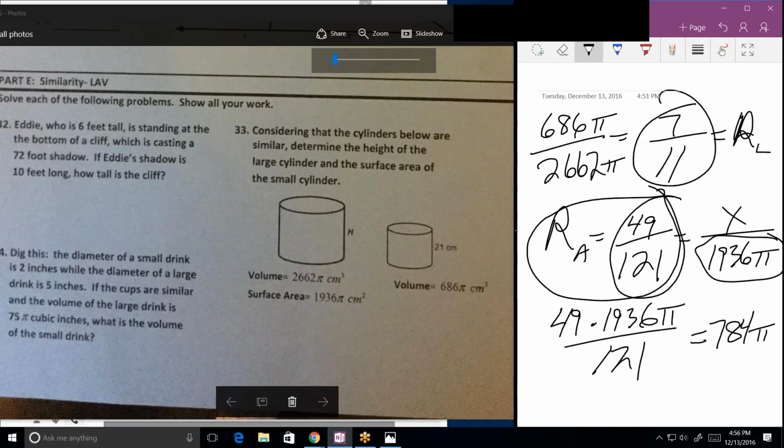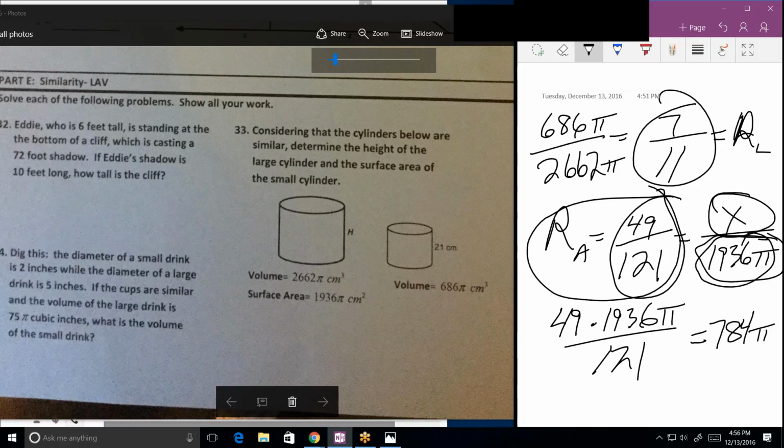The volume ratio we got is 686 to 2662. We got the correct ratio. We take the cube root of that to get 7/11. That's the linear ratio. We square that to get the area ratio, which is 49/121. And then I use that with the surface area of the big. Yeah. Must have done your math wrong.